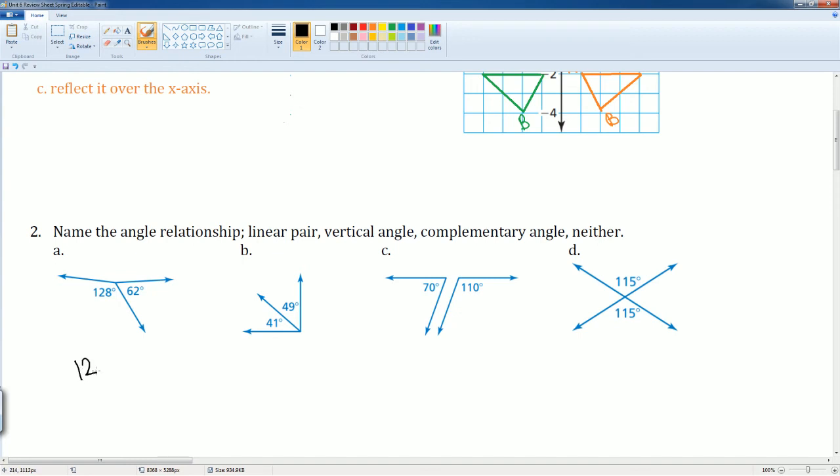So 128 plus 62. Let's see what that equals. So we put that in a calculator. 128 plus 62 equals 190. Okay, this is not a linear pair. Okay, so this is going to be considered neither.